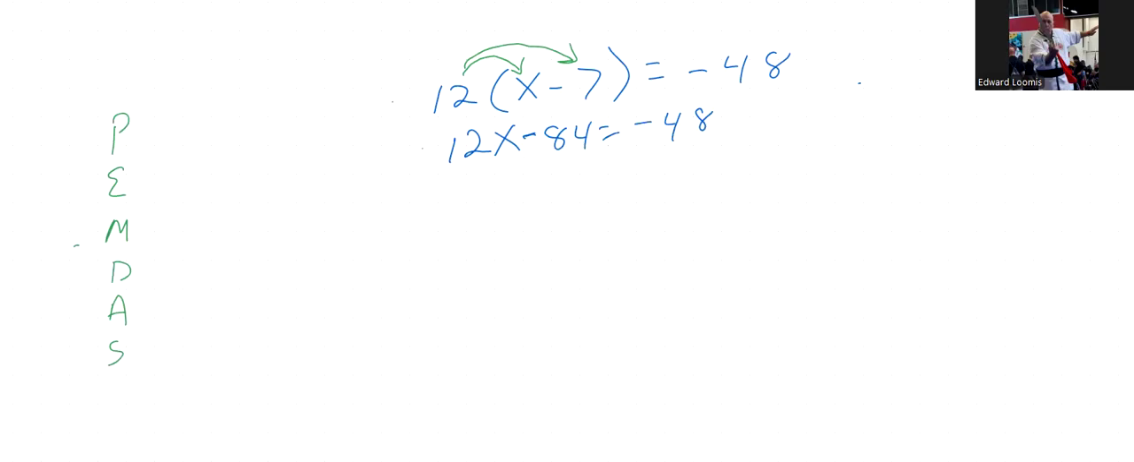Okay, so what am I doing? I'm adding that negative 84. So let's do the inverse of a negative 84, which is a positive 84, on both sides. My negative and positive 84 cancel. So I'm going to bring down my 12x. It's going to equal 84 minus 48, and that's going to give me 36. Now, 84 is bigger and it's positive, so that 36 is positive. I end up with 12x equals 36.